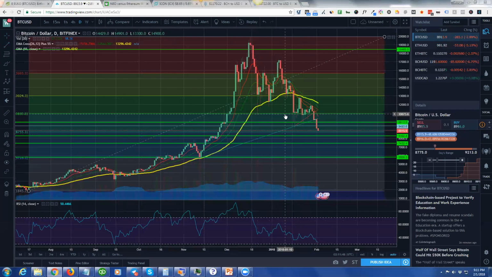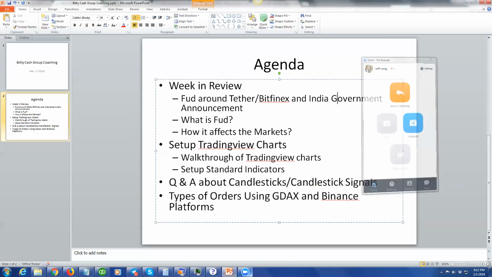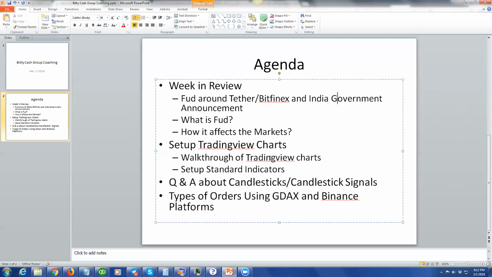Okay, so let's look at TradingView, and we are doing a time check here. I'm going to try to finish off at 9:30, and I do want to do some Q&As. I'm actually going to do the Q&A after. You know what? I'm going to do the TradingView first because there's a lot of people that aren't here and probably get some value out of it.